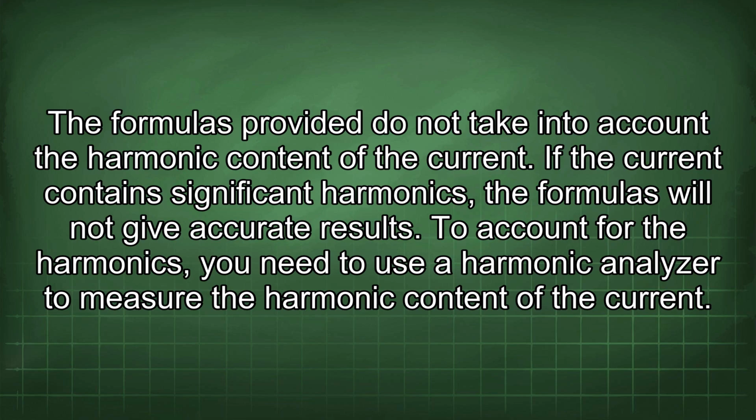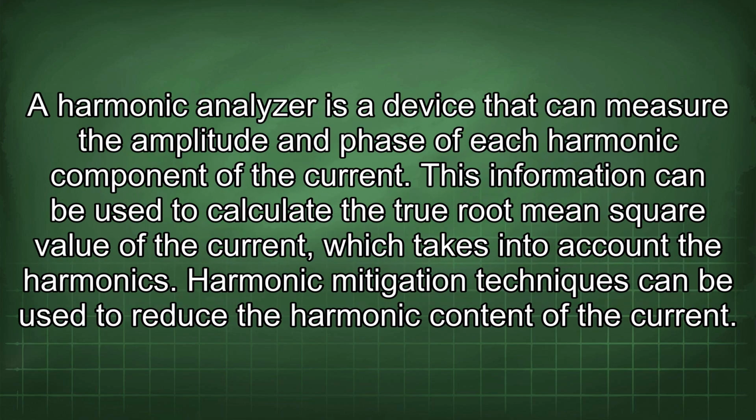To account for the harmonics, you need to use a harmonic analyzer to measure the harmonic content of the current. A harmonic analyzer is a device that can measure the amplitude and phase of each harmonic component of the current. This information can be used to calculate the true root mean square value of the current, which takes into account the harmonics.